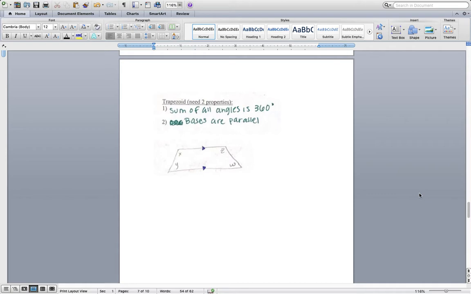Okay? And the last thing, the second property is that the bases are parallel. So if you look at this drawing here, you can see that the only thing we know about this trapezoid is that the top and the bottom, which are the bases, are parallel. The other two sides are not parallel. They're going to intersect each other somewhere if they were extended, okay? So make sure you understand that only the bases are parallel.